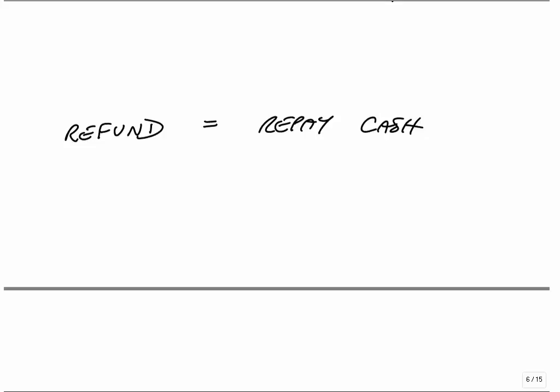Here it's a refund to customers. It means we pay cash back to the customer. Think about this for a minute. Customers usually pay us cash. Why might we pay cash back to a customer? Any suggestions?